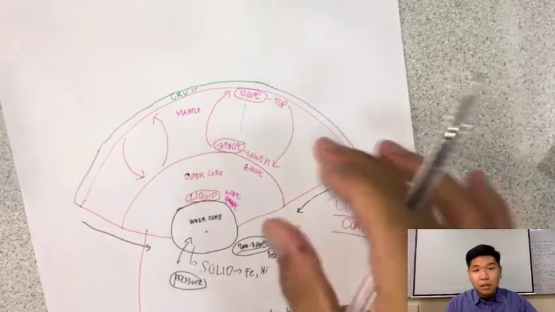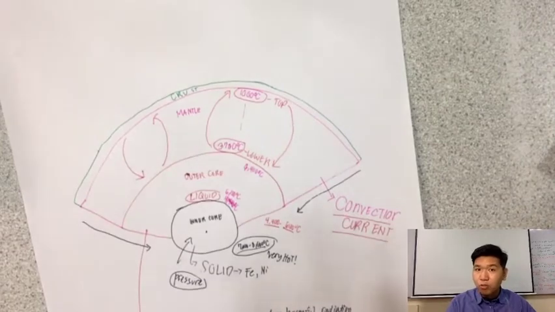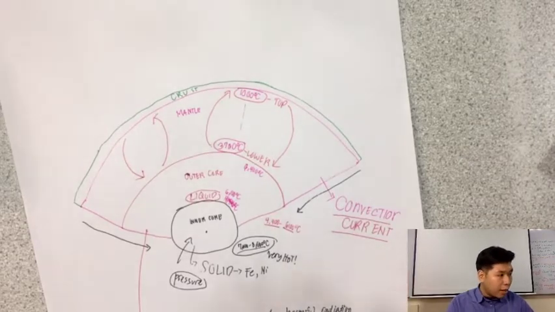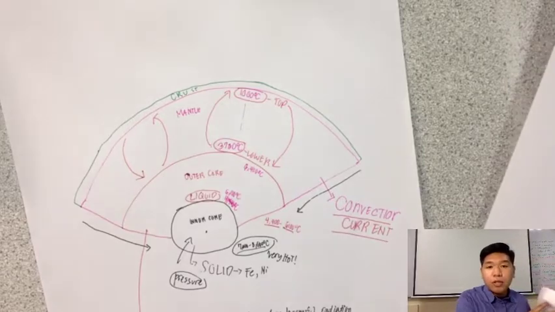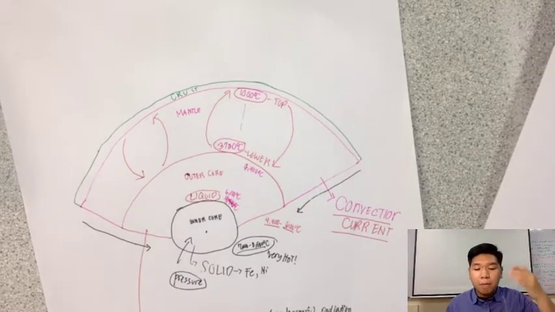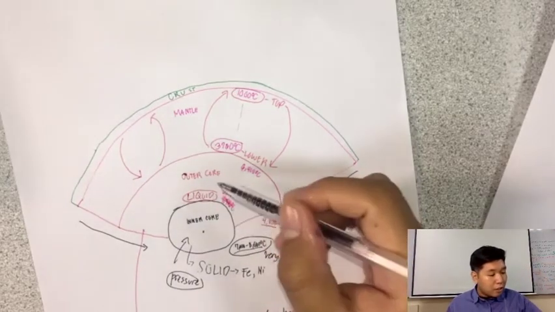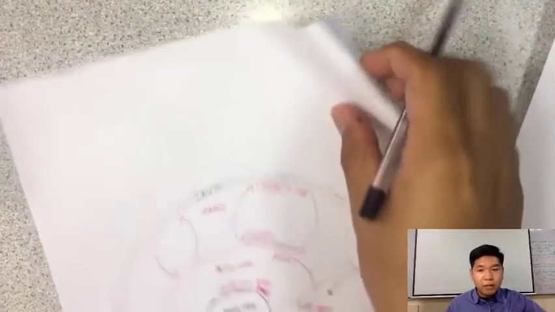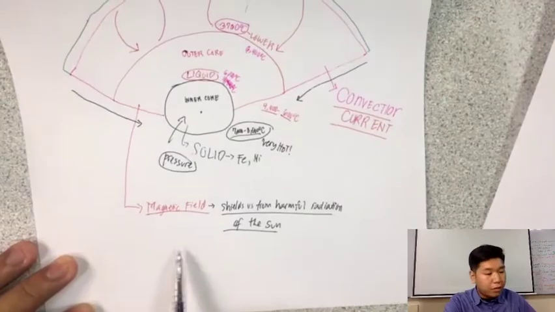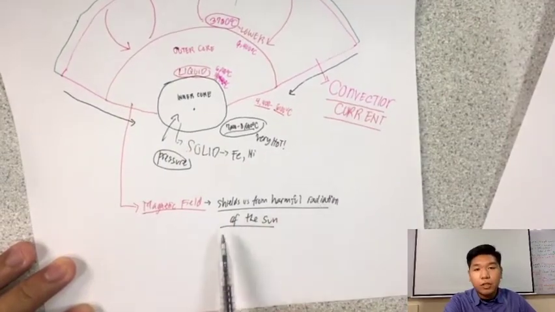And the outer core does not have enough pressure for it to become solid despite it having very, very high temperatures. Okay? Another thing that we also discussed is that the outer core is also one of the many layers of the Earth that are actually protecting us from harmful radiation from the sun, such as its magnetic field. Okay? The magnetic field shields us from harmful radiation of the sun.